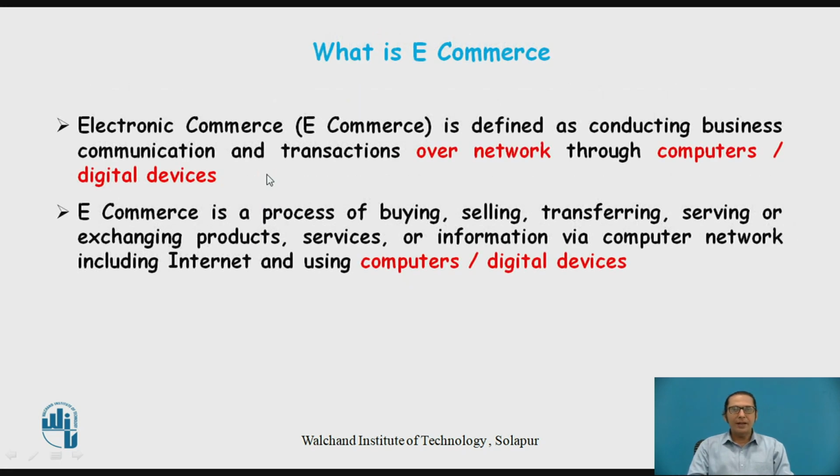Then what is electronic commerce or e-commerce? E-commerce is a process of buying, selling, transferring, serving or exchanging. So there are many processes involved. It involves buying, selling, transferring and serving. But what? Products, services or information. And how is it done? It is done through computer networks including the internet. The devices used for this are either computers or digital devices like smartphones. So that is what is called e-commerce.